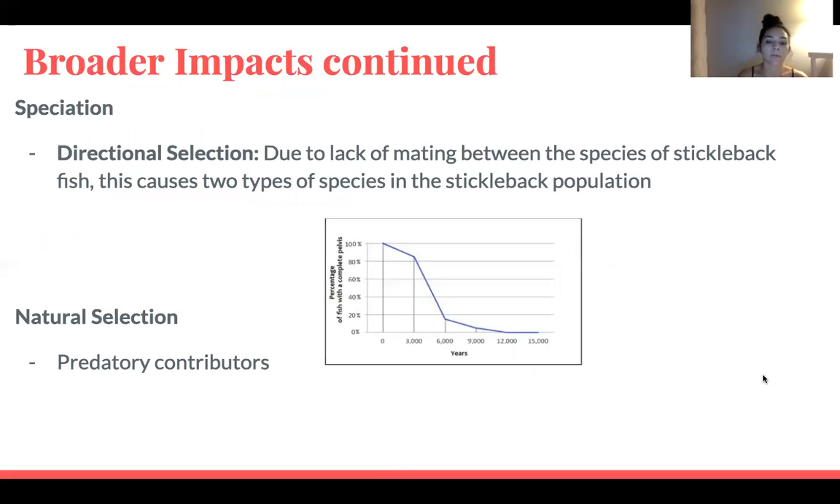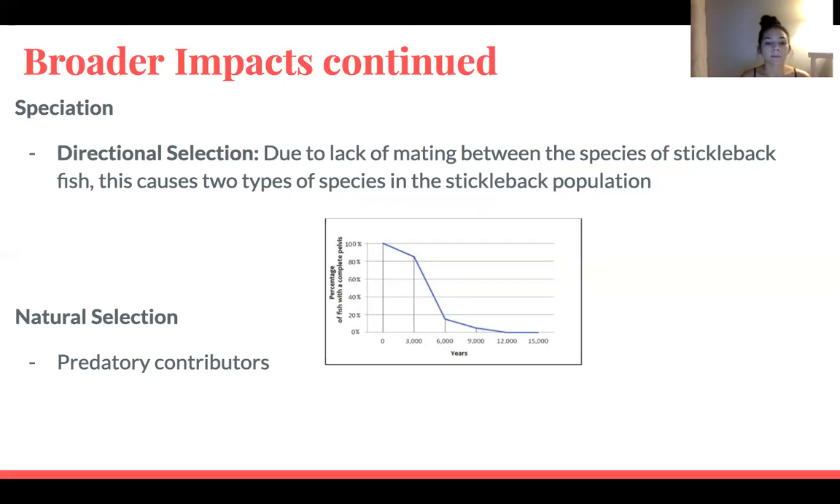In this graph, we can also see a directional selection that is due to lack of mating between the species of stickleback fish, which usually causes two types of species in this population. We see that at 0 years, they have 100% pelvis structure, and it drops to 80% at 3,000 and then below 20% at 6,000. So we obviously see less and less pelvis structures.